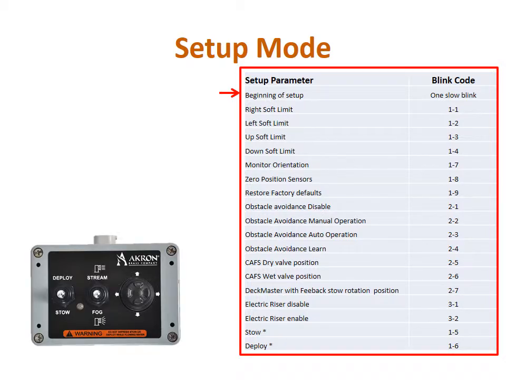Momentarily pressing the stream switch will move you to the next item in the setup parameter list. In this case, pressing the stream switch 10 times will move you to the obstacle avoidance auto operation mode setting, and the LED blink code will be 2-3. Pressing the fog switch at this point will turn on the automatic obstacle avoidance and advance to the next parameter, obstacle avoidance learn mode, blink code 2-4.